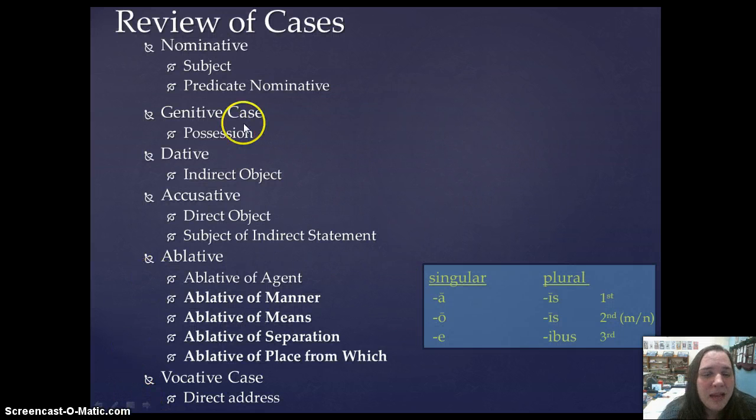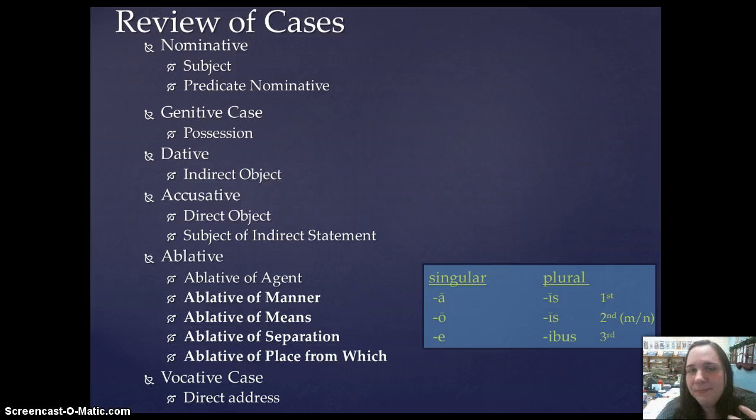Before we get into that, I just have a review of all the case uses that you know so far. If a noun is in the nominative, you know it can be the subject or the predicate nominative. If it's genitive, it could be possession. Dative is the indirect object. Accusative shows that the noun is either the direct object or the subject of indirect statement. The vocative case shows that this is direct address. And now we have a total of 5 functions for the ablative case.